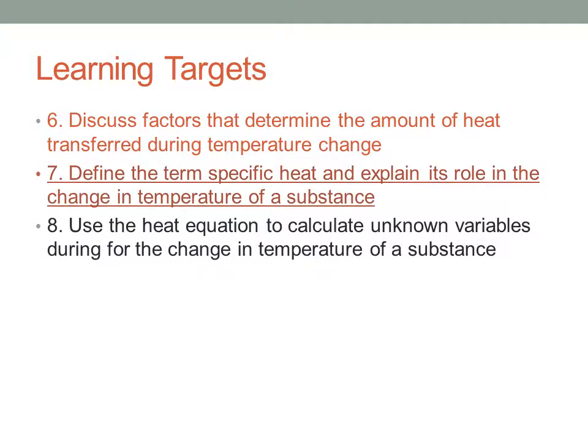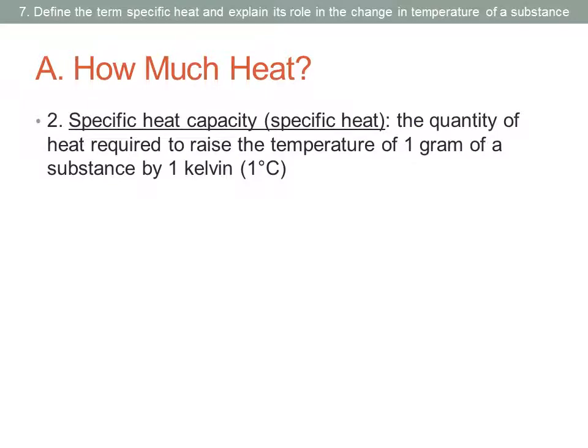Our next learning target, we want to define the term specific heat and explain its role in the change in temperature of a substance. The specific heat capacity, or what is much more commonly just called specific heat, is the quantity of heat that is required to raise the temperature of 1 gram of a substance by 1 Kelvin, which is the same as 1 degree Celsius. Now, the temperature unit that we will use most of the time in this class is Celsius. We will use the Kelvin temperature unit in a later unit of study, but they're actually one and the same. If we increase the temperature by 1 Kelvin, that's the exact same as increasing by 1 degree Celsius.